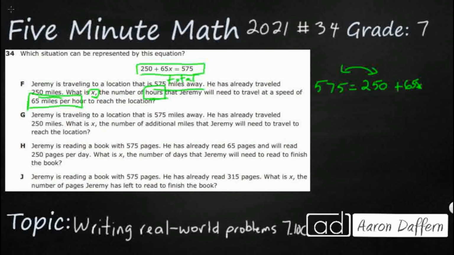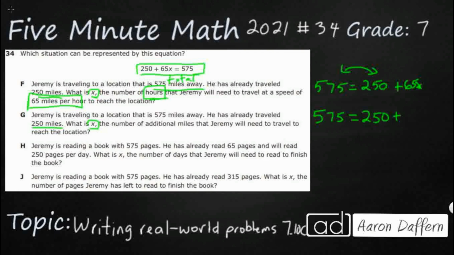As always, could be a trick or maybe I messed up. We've got to check G, H, and J. So let's check G. Jeremy is traveling to a location that is 575 miles. So that also looks like it's going to be the same beginning as the other one. Let's go ahead and put that as our total. 575. He has already traveled 250 miles. Okay. So that's basically like F. And then what is x? The additional number of miles that he will need to travel.